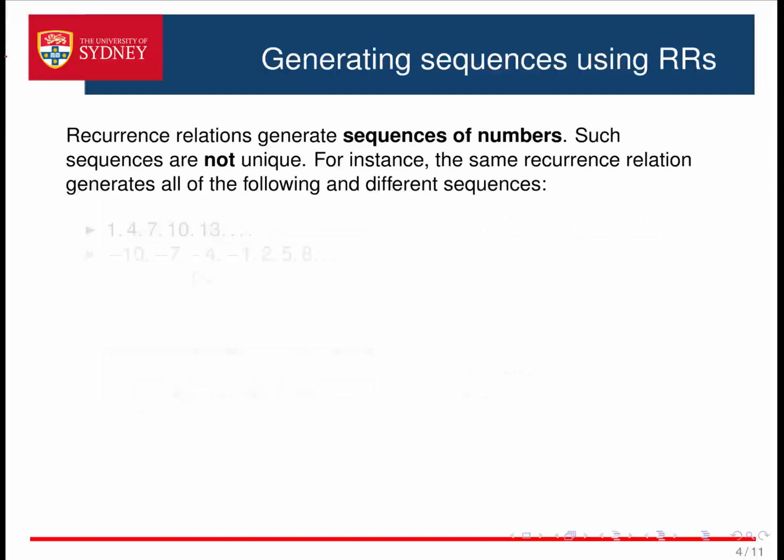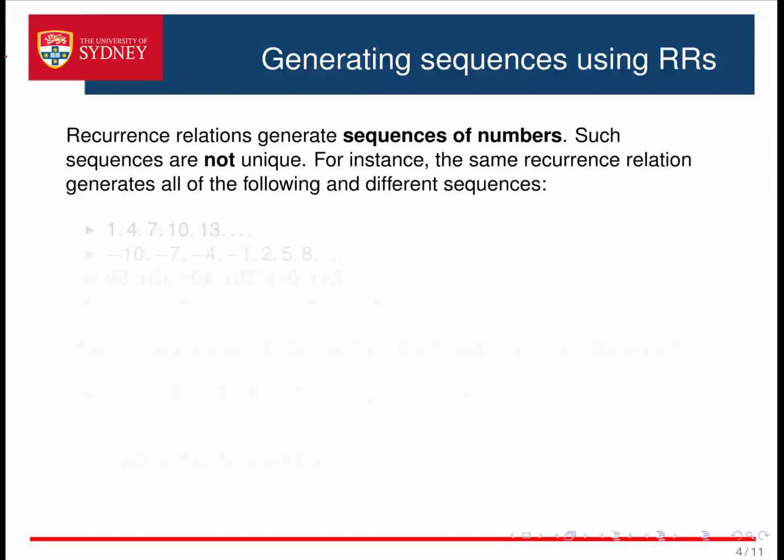Slide 4. Generating sequences using recurrence relations. We have already seen the idea that a recurrence relation generates sequences of numbers. In this slide, we explore the idea that each recurrence relation actually generates many sequences of numbers. In our club example, we started with 10 members of our club. So the relevant sequence of numbers generated by the recurrence relation, xn plus 1 is equal to xn plus 3, started with 10 as the initial term.